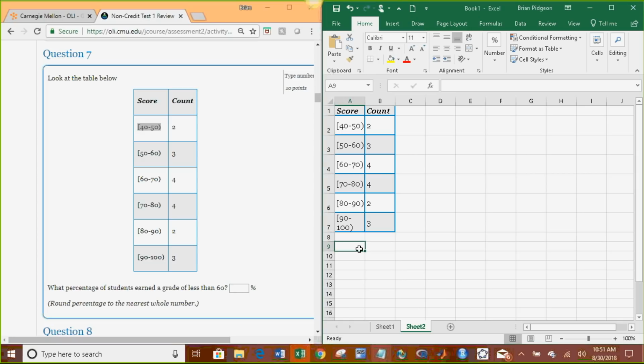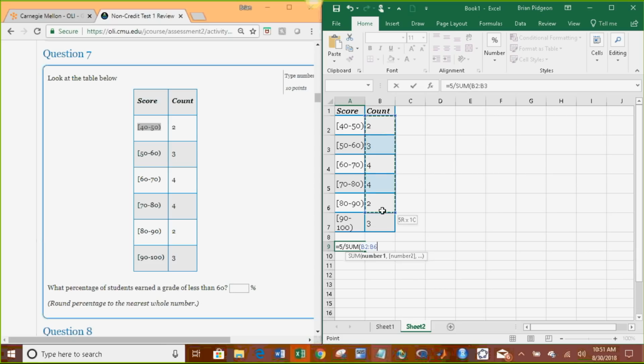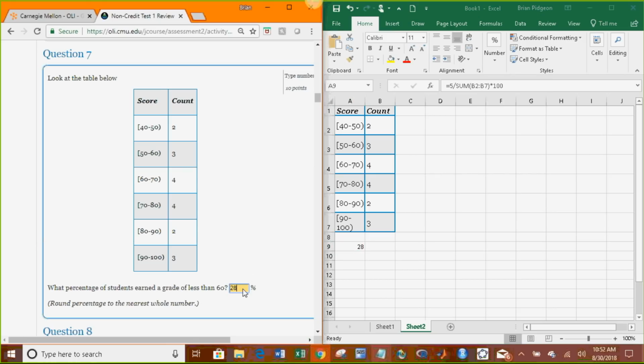So what percentage of students earn a grade of less than 60? So we want the number that are less than 60. We can see that that's going to be 5, divided by, now we need to look at how many total observations are in the table. Just sum them all up, then multiply by 100. And we want rounded to the nearest whole number, so that's going to be 28, but if you don't see that, just change your decimal so that there are none. And there we go.